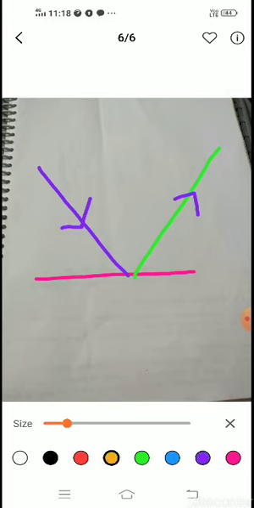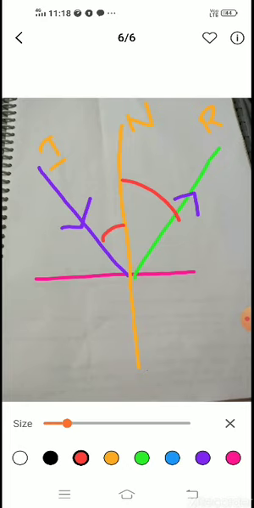Now draw a 90-degree line. You all know what a 90 degree is, so I'm going to draw a 90-degree line. This line is called the normal, this is called your incident, and this is called your reflected. The angle between the incident and the normal is called the angle of incidence. The angle between the reflected and the normal is called the angle of reflection.